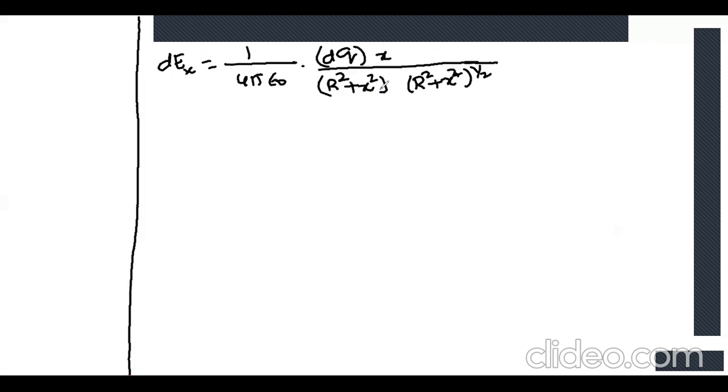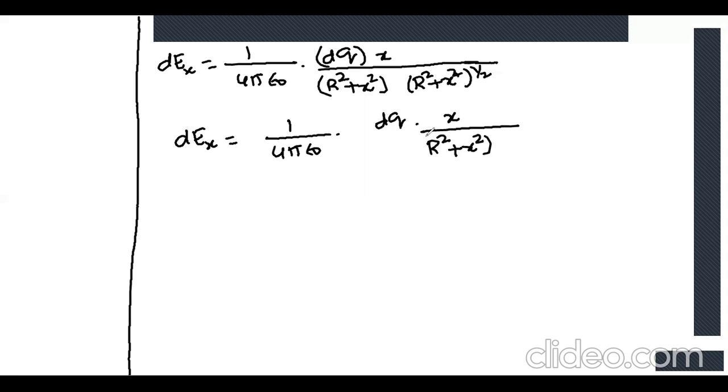Here the bases are the same, so add the powers. It will be 1 by 4 pi epsilon naught dq into x by r square plus x square whole power 3 by 2.